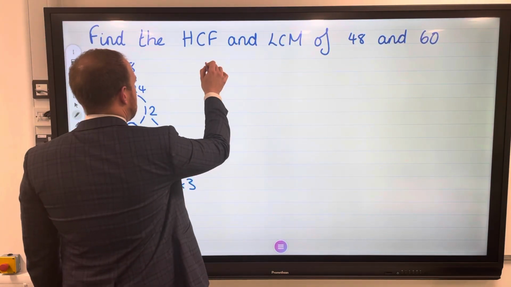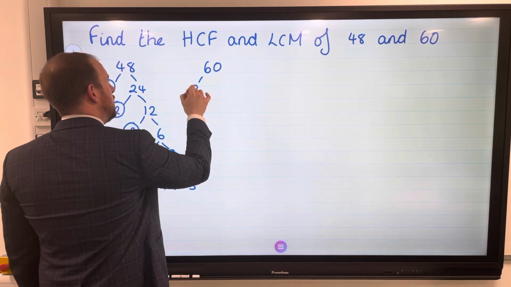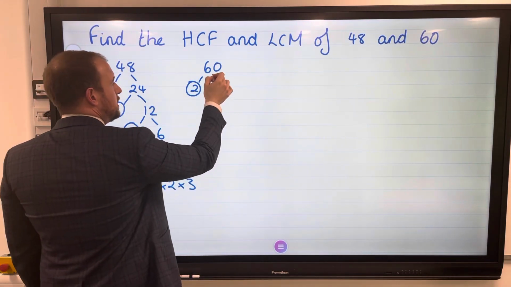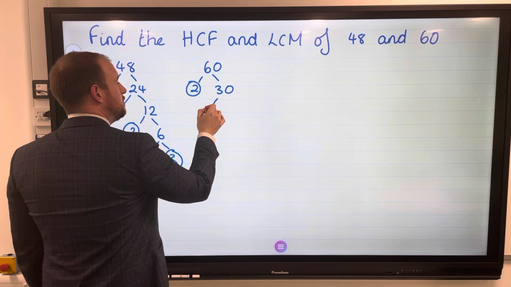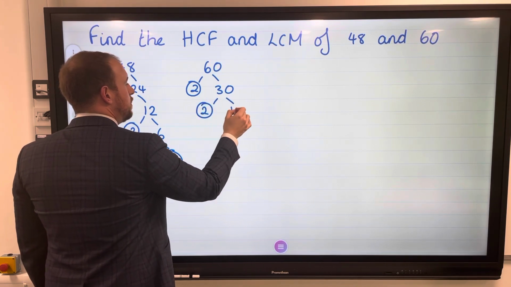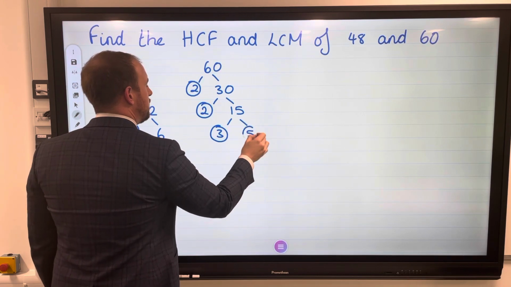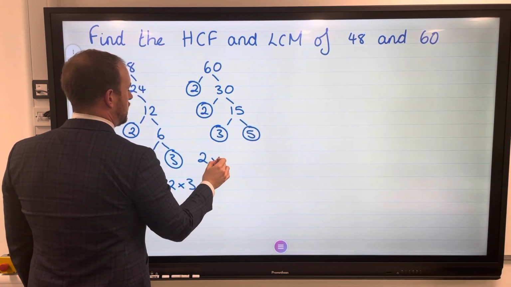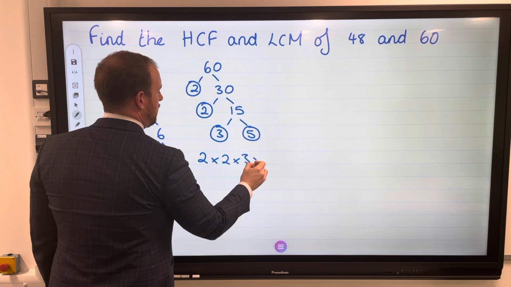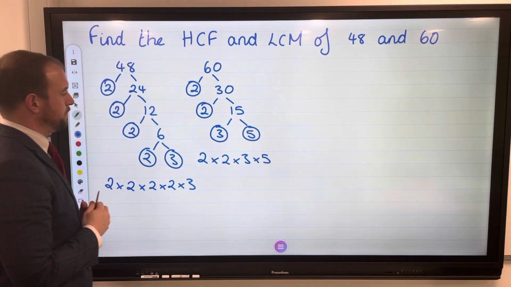60 this time then. Let's start with 60. 2 is the smallest prime number that goes into 60, and it goes in 30 times. 2 goes in 15 times, 3 goes in 5 times. So I've got 2 times 2 times 3 times 5.